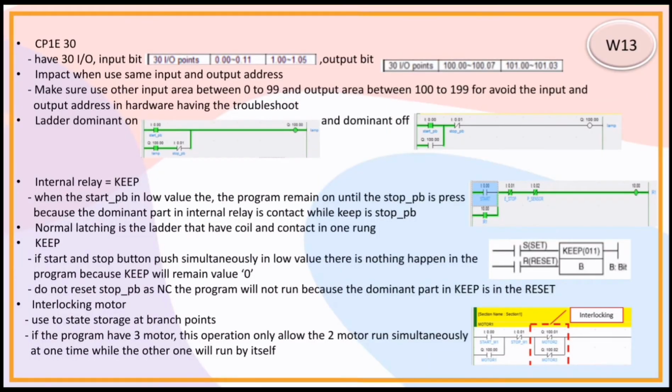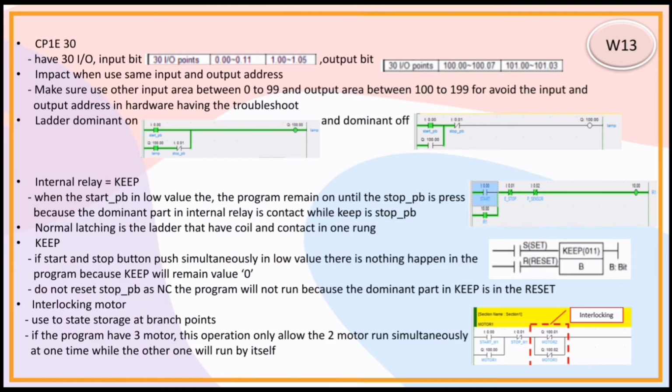In Unit 13, we revised the whole semester. We know about the CP1E30 that has 30 I/O, with the input covering channels 0 and 1, and the output covering channels 100 and 101. We also know about the impact when we use the same input and output address. So we have to make sure we use the input area between 0 to 99 and the output area between 100 to 199 to avoid input and output address troubleshooting problems in hardware.